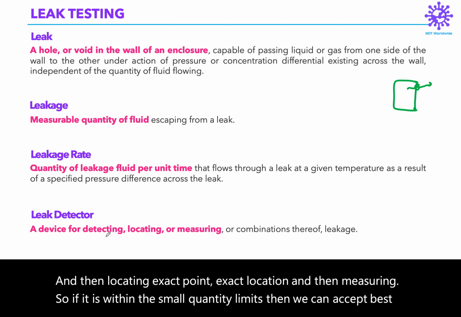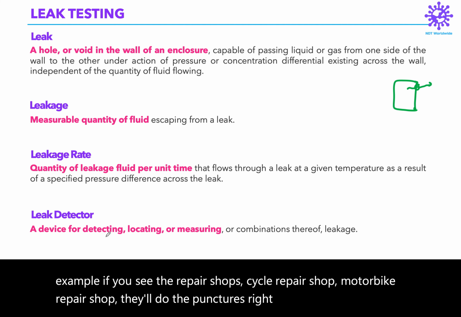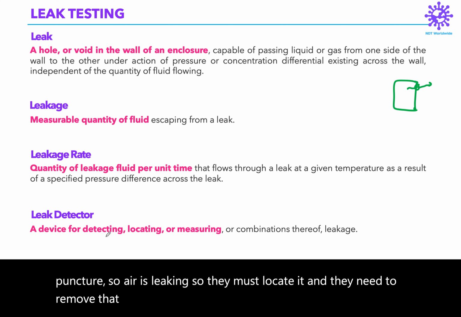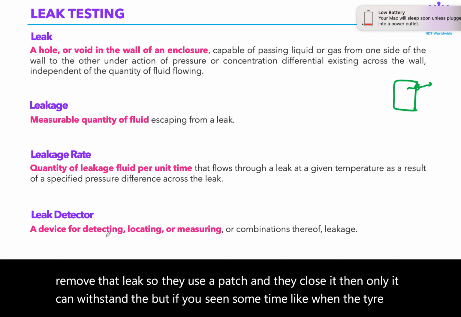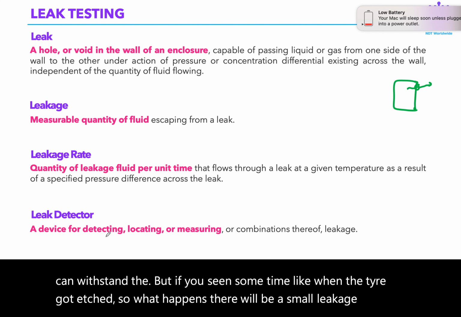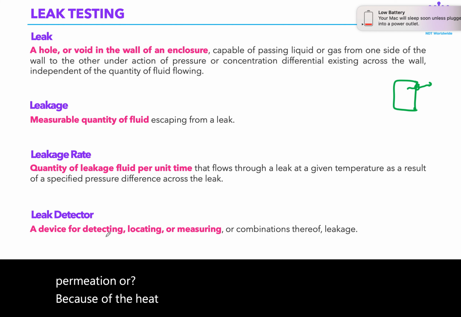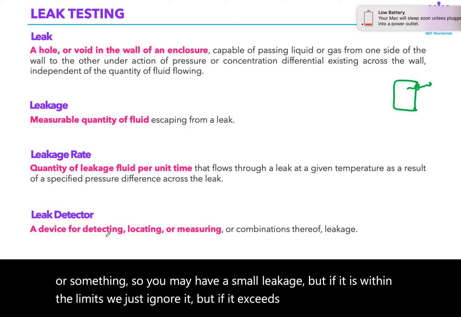Best example: the cycle repair shop or motorbike repair shop, where they fix punctures, right? If there is a puncture, air is leaking, so they must locate it and remove that leak. They use a patch and close it, then only it can withstand the air. But sometimes when the tire gets aged, there will be a small leakage through permeation, or because of heat the rubber may expand, so you may have a small leakage. If it is within the limits, we just ignore it. But if it exceeds certain limits, then we need to replace the tire.